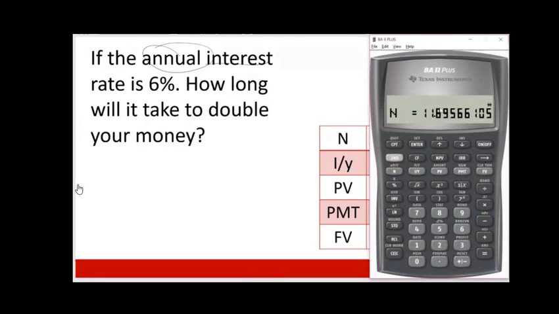You can't have a partial year when they're compounding your interest annually. So what this is saying is once a year, your investment house is going to deposit your interest. So you can't have a partial year. So this is exactly equal to 12 years in this example.